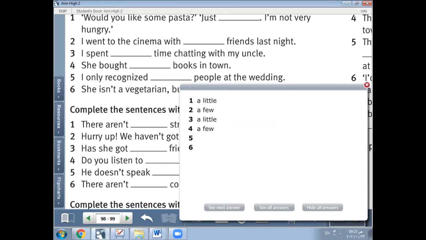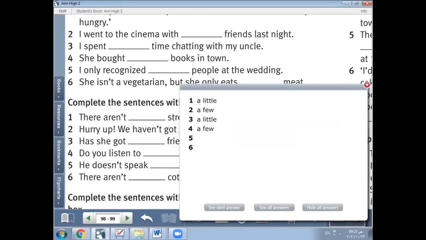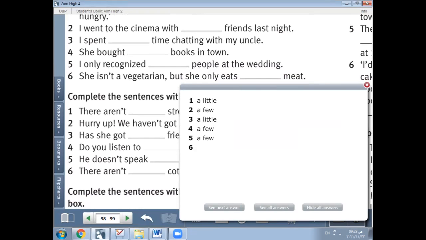Yalla Ahmad. Number 5. I only recognize a few people. Countable or uncountable? So we use a few. The last one. She isn't a vegetarian, but she only eats a little meat. Okay, of course this is a revision of the grammar, the quantifiers. We had a self-check exercise, and we also have the grammar reference on page 99, exercises 1 and 2. You should study them.